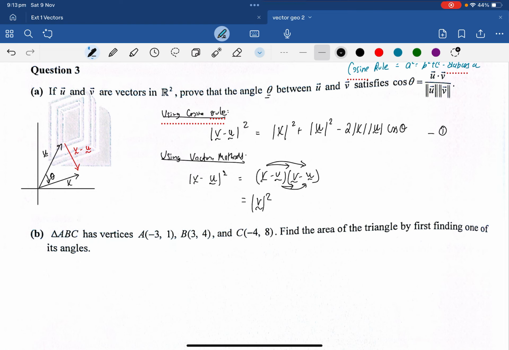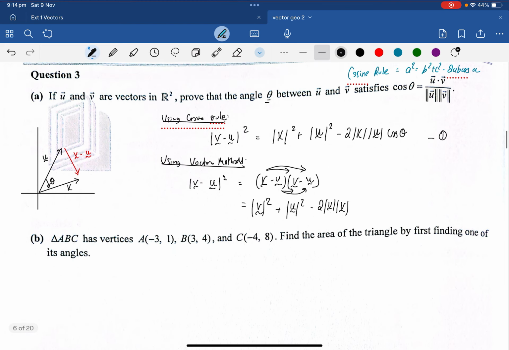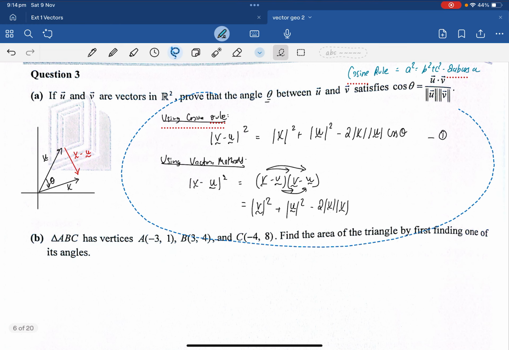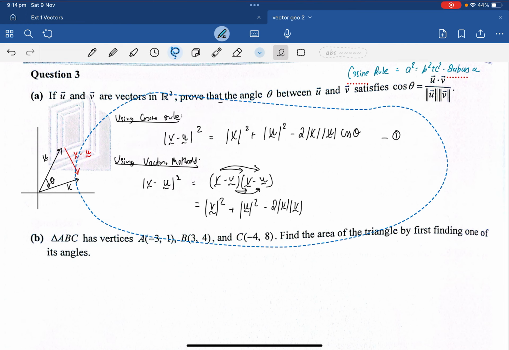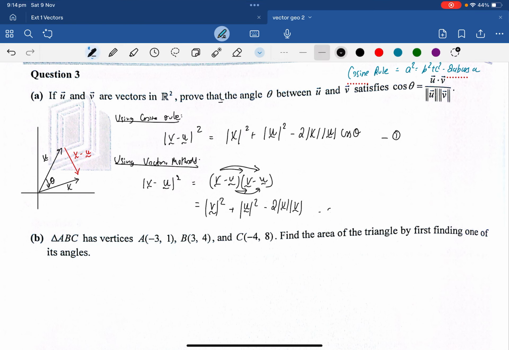magnitude of v squared plus magnitude of u squared minus 2 magnitude of u, magnitude of v. This is what we get when we FOIL this out. Easy peasy. And let this be equation 2.